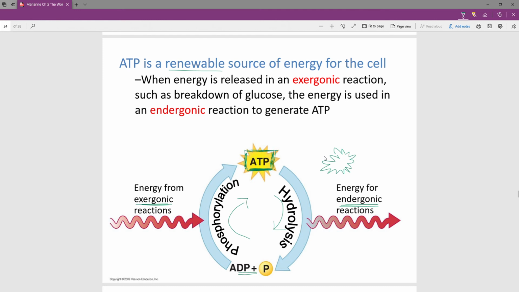So when energy is released in exergonic reactions, such as the breakdown of glucose, the energy is then used to regenerate the ATP. So this energy coupling and the renewable nature of ATP are really important for your cells to stay alive.